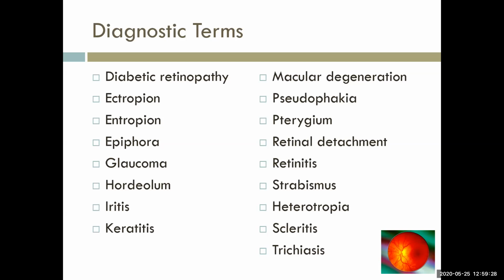A hordeolum is an acute infection of the sebaceous gland of the eyelid, also referred to as a stye. Iritis is inflammation of the iris, versus keratitis is inflammation of the cornea. Macular degeneration is a breakdown or thinning of the tissues in the macula lutea, and it results in partial or complete vision loss, often seen with age. Pseudophakia is an eye in which the natural lens is replaced with an artificial lens. Pseudo meaning false.